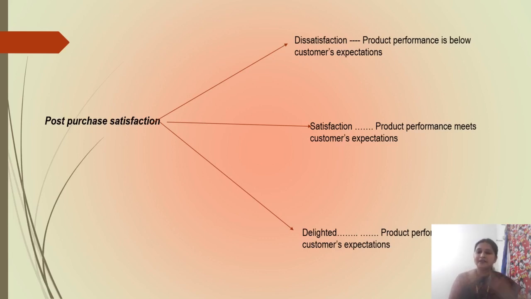A buyer is said to be dissatisfied if the product performance is below his expectations. And a buyer or a consumer is said to be satisfied if the product performance meets customers' expectations. That is, if the product performance is equal to customers' expectations. And the consumer feels delighted, feels very happy if the product performance exceeds his expectations.